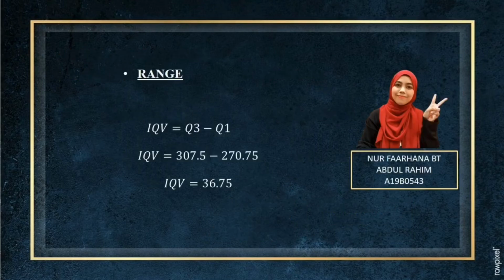The last one is how to calculate the interquartile range. To calculate it, the formula is IQR equals Q3 minus Q1. For Q3, I got 307.5 minus 270.75, so the IQR is 36.75. This is the measure of position calculation that I get from the quartiles.